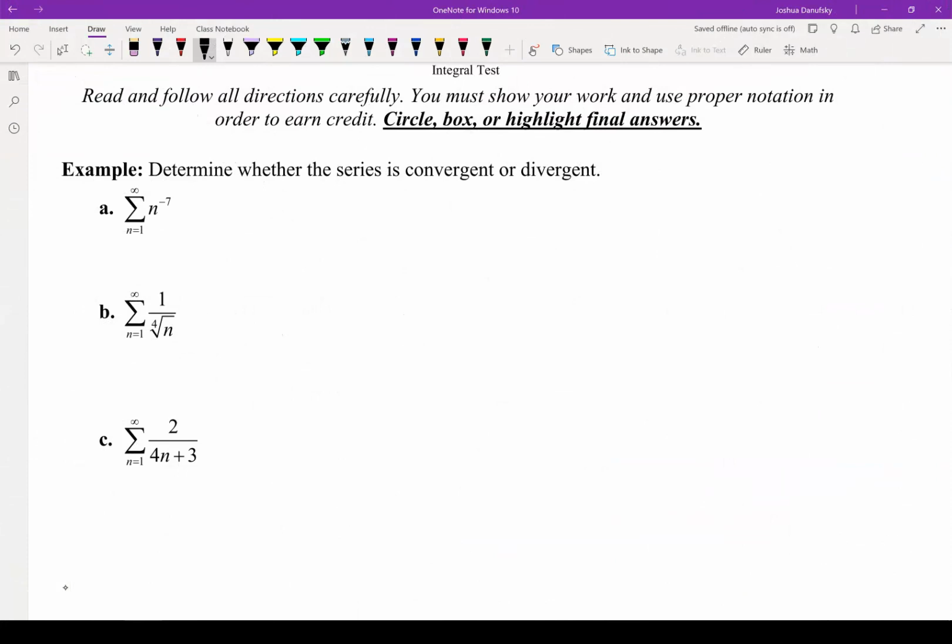Looking at part A, the sum n equals 1 to infinity of n to the negative 7. We can rewrite this as the sum n equals 1 to infinity of 1 over n to the 7th. Here we have a p-series with p equal to 7, which is greater than 1, and this implies that our series is convergent.